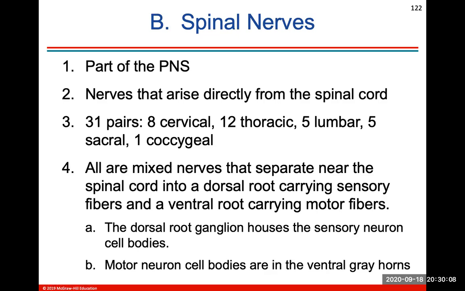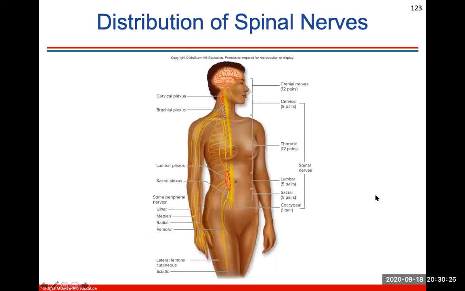They separate near the spinal cord into a dorsal root, which carries sensory fibers, and a ventral root out the front that carries motor fibers. The dorsal root ganglion will house the sensory neuron cell bodies, and motor neuron cell bodies will be in the ventral gray horns. So again, this looks at the distribution of spinal nerves. You have 31 pairs. Here are your cranial nerves up there, and then your spinal nerves all come off the spinal cord.